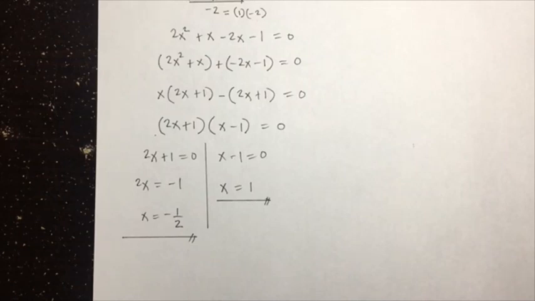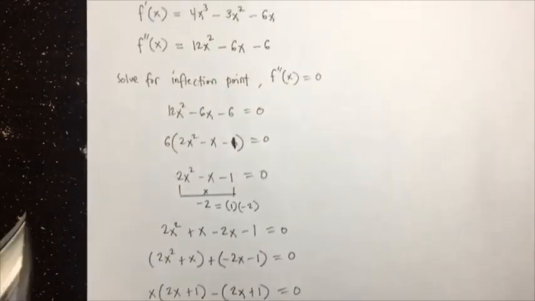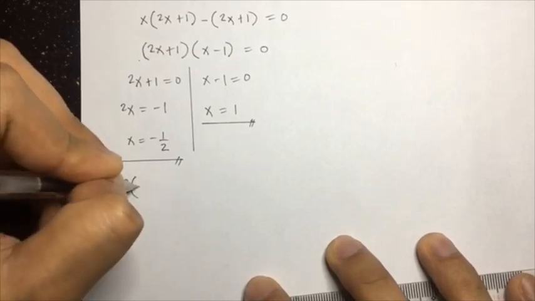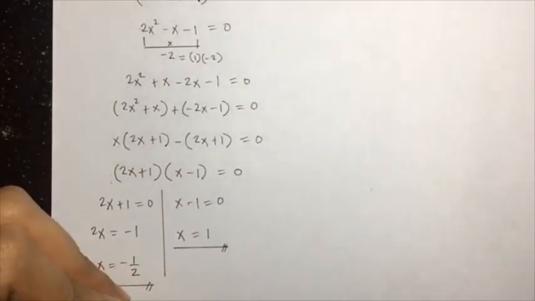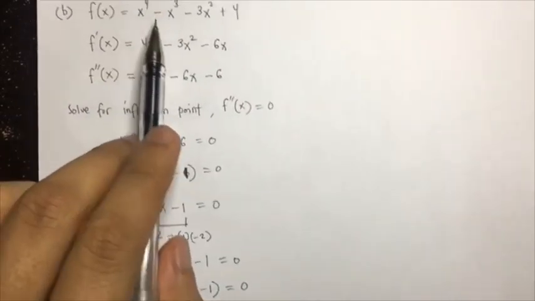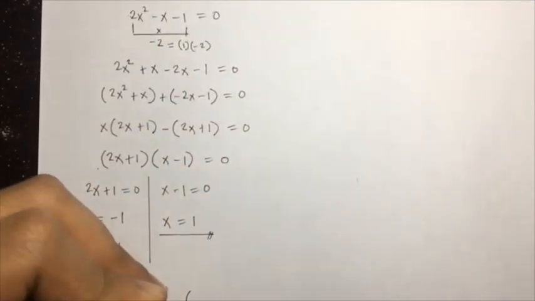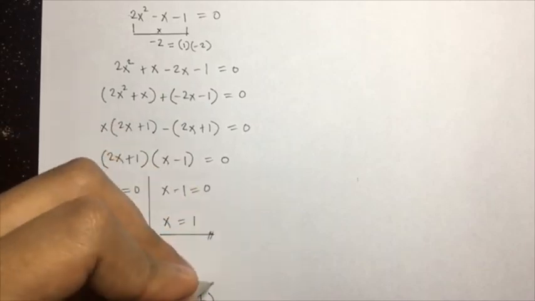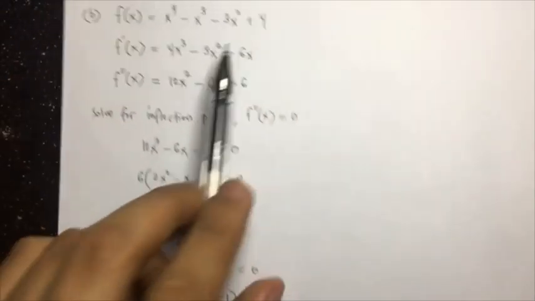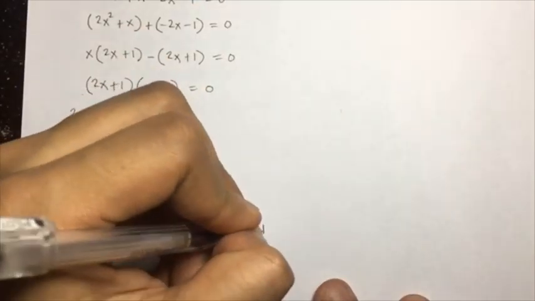Okay, so we have 2 inflection points. But first we will solve for its corresponding f of x. So f of negative 1/2. Substitute in the original function. So we have negative 1/2 to the power of 4 minus negative 1/2 to the power of 3 minus 3, and then negative 1/2 squared, and then plus 4.